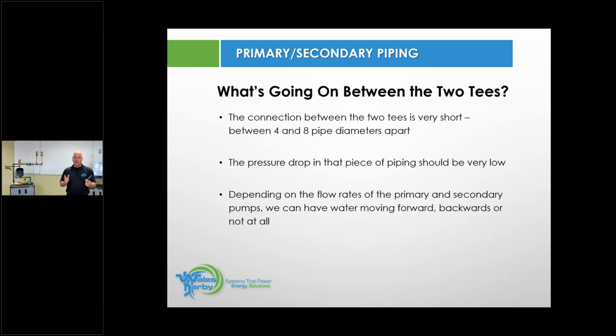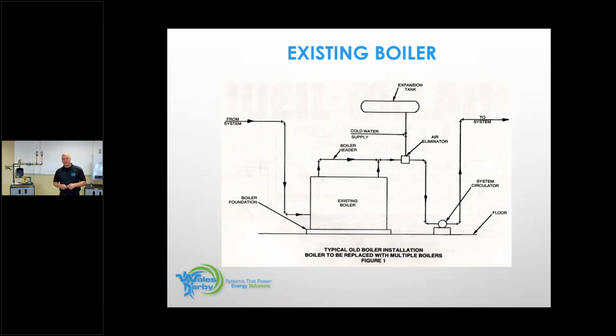Usually 4 to 8 pipe diameters. If you can keep it closer to 4, that's even better. The reason for that is the pressure drop in that piece of pipe should be very low. That gives us the ability to manipulate the water flow within those two T's. And depending on the flow rates of the primary and secondary pumps, we can move water backward, forward, or it can sit still.